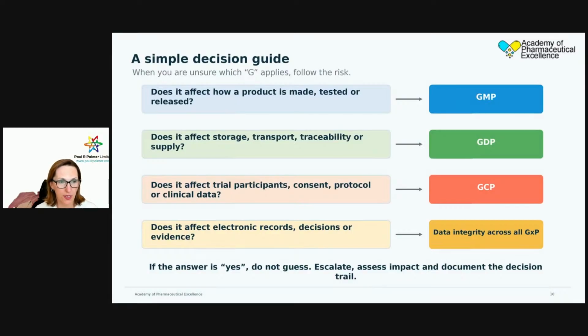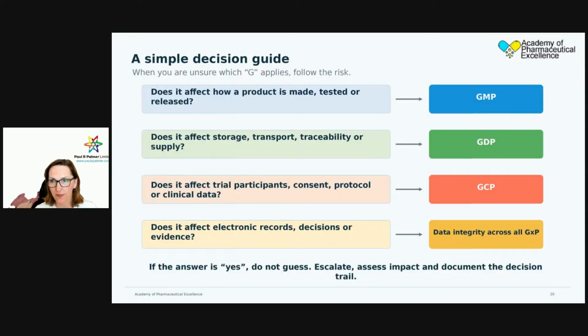So if the answer is yes to any of the questions on the slide, or if you don't know exactly what the answer is, do not guess. Escalate, assess impact, and document your decision trail. Okay, in practice, that one behavior, the asking of the questions and not assuming when not sure, will prevent many compliance problems from becoming serious findings.